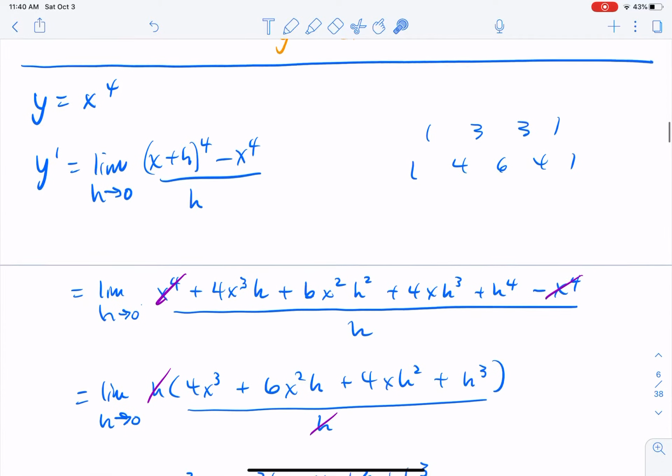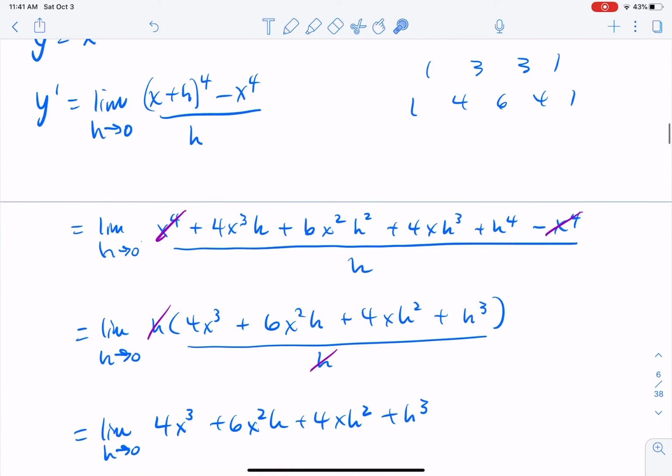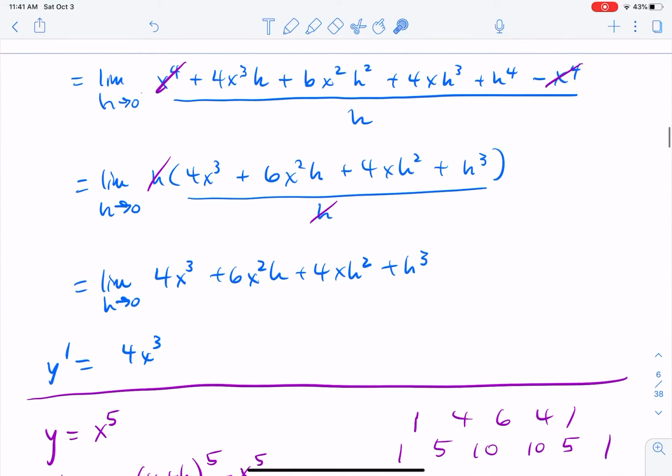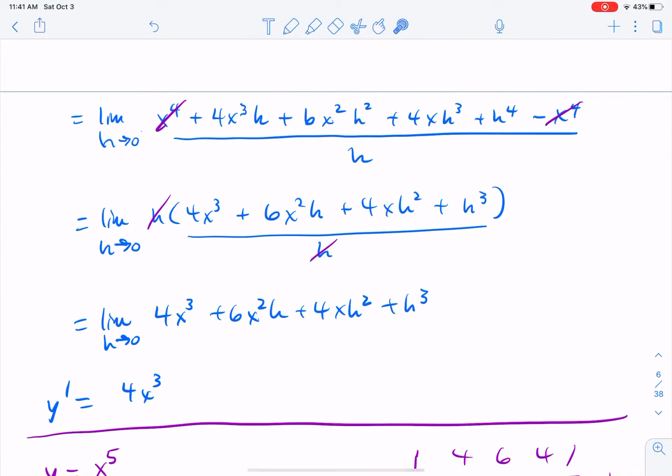Okay, let's look at x to the fourth. So you can see over here in the margin, I had to get 1, 4, 6, 4, 1, because most people don't remember that. They may remember the 1, 3, 3, 1. So we use that to expand out x plus h to the fourth power, cancel stuff, factor stuff, and whenever we take the limit, we get 4x to the third. So the derivative of x to the fourth is 4x to the third.